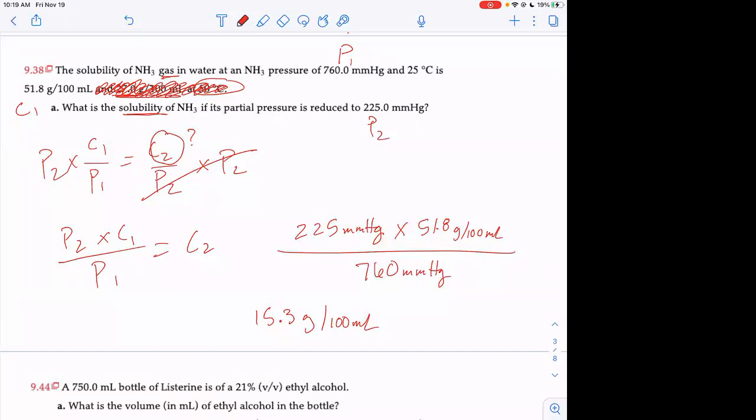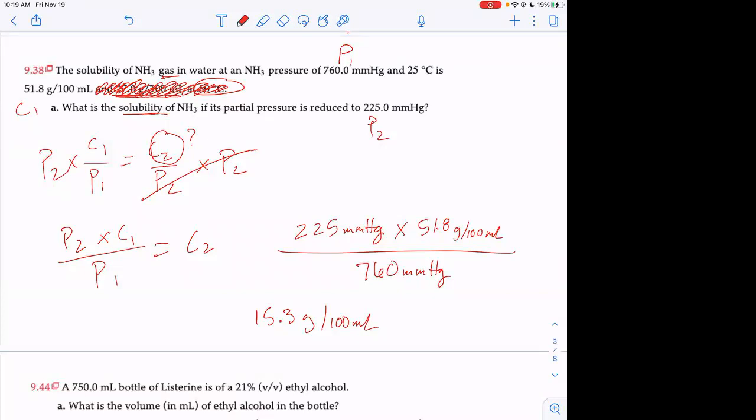760. Even if you showed all your work, but you still put the wrong answer, I'm going to go with what answer you put on multiple choice. Okay. That's 1 ATM, right? 760 millimeters mercury is 1 ATM.